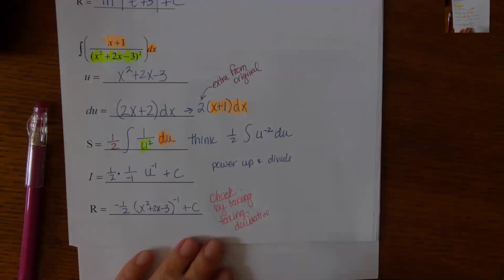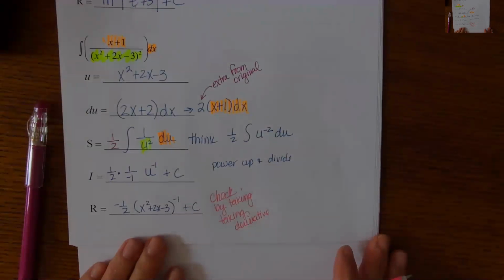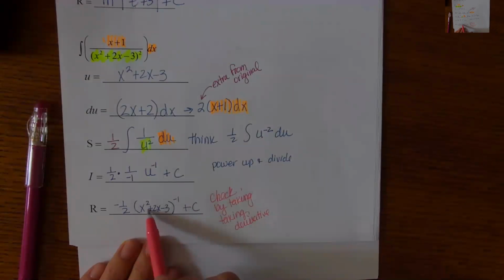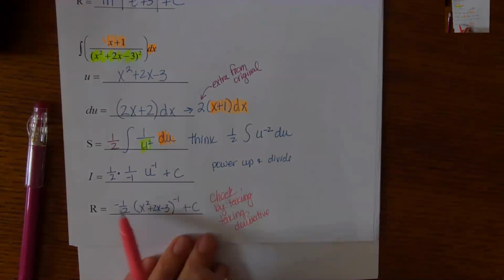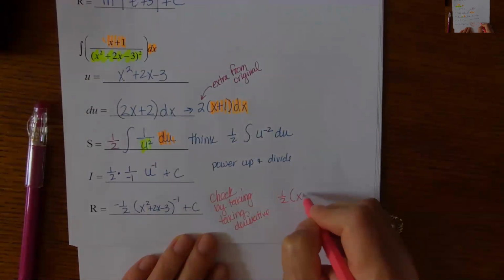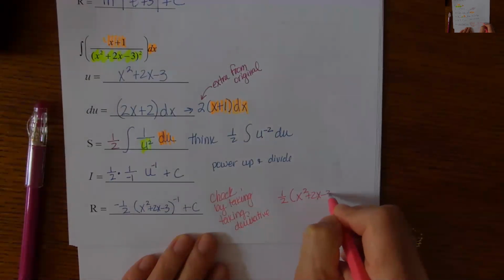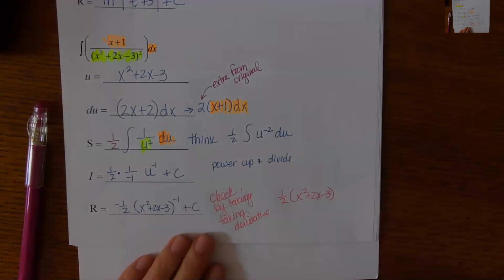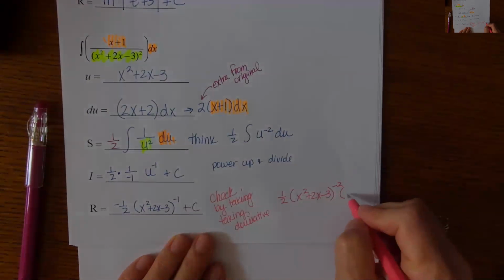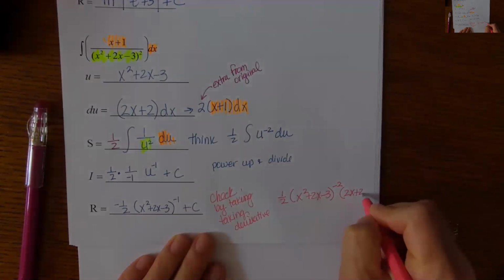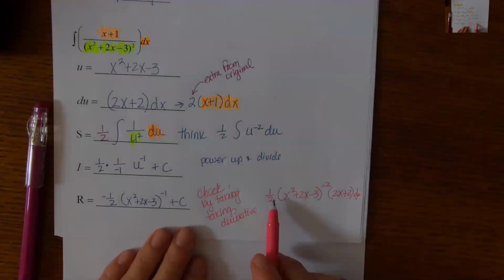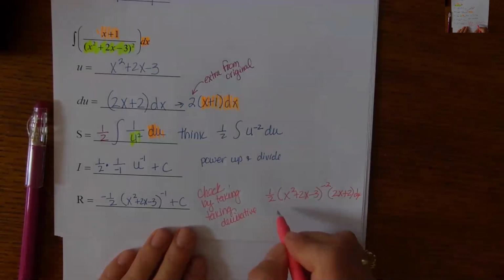Check by taking the derivative. So let's take the derivative of this guy. How do you take the derivative? You multiply by the front, power down, and take the derivative of the inside, right? So what's negative 1 times 1/2? We leave this alone. We go down a power. What's negative 1 minus 1? Now we got to multiply by the derivative of the inside, which is what? 2x plus 2. And we took the derivative of x. Now, what's 1/2? Let's rewrite this.